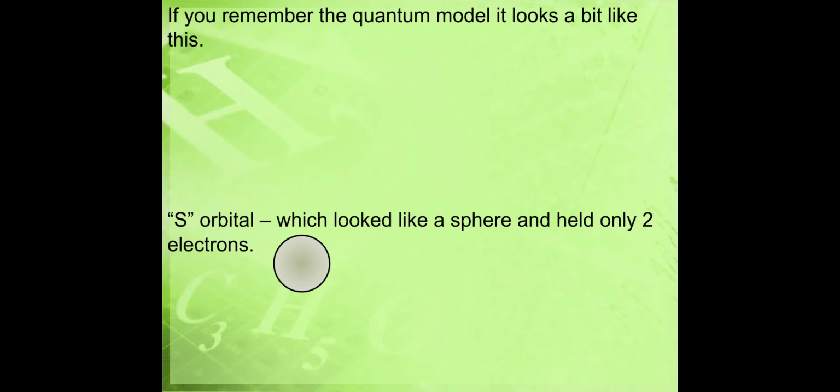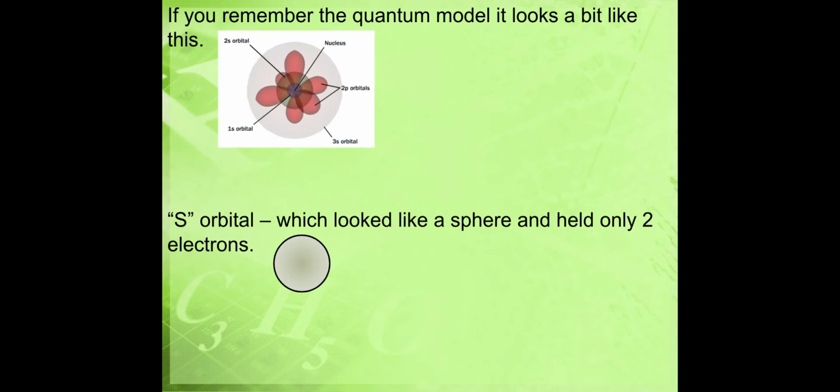So if you remember, we talked about the quantum mechanical model. In that model, this is what we had. You can go back and look. So these orbitals, you can see the S. We said the S is spherical in shape. Now let's look at their capacity. The S orbital looks like a sphere, and what is its capacity? The S orbital can only take 2 electrons.